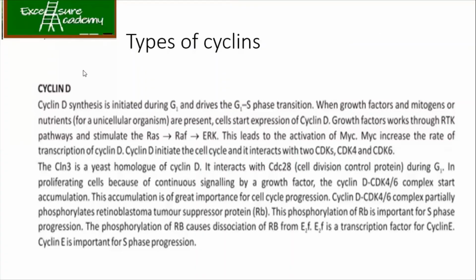Cyclin D. So now let's talk about cyclin D. Cyclin D is present in the G1 and it binds CDK4 and 6. Okay. So it is initiated during the G1. It drives your G1 to S phase transition when the growth factors and the mitogens are present. Okay. Then only the cell starts expressing cyclin D. Now, how does this happen? Growth factors work through RTK. What is RTK? It is your receptor tyrosine kinase.